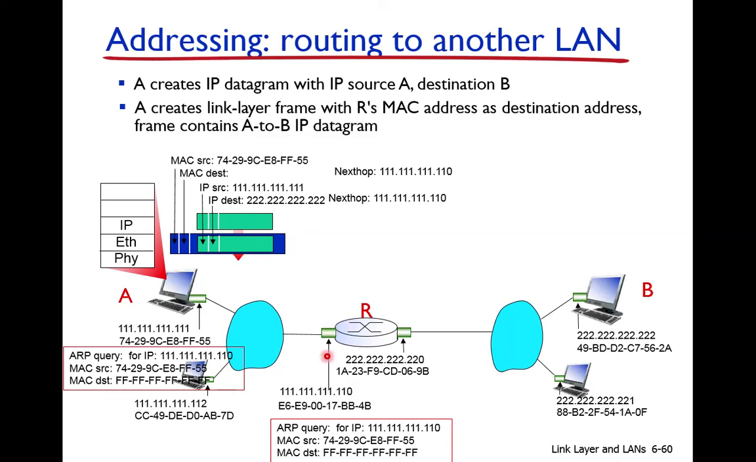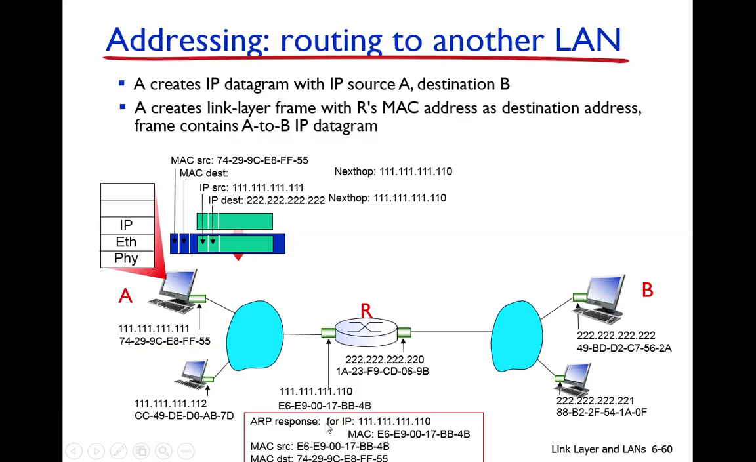This interface will receive the message and accept it, because the MAC destination is FF, so it is for everyone on this LAN. This interface is also on this LAN, so it will accept it. Then it will examine the query, that this query is for this IP address, and its IP address is also this one. So its IP address is matching the IP address in the ARP query, which means it is for this interface, so this interface will respond.